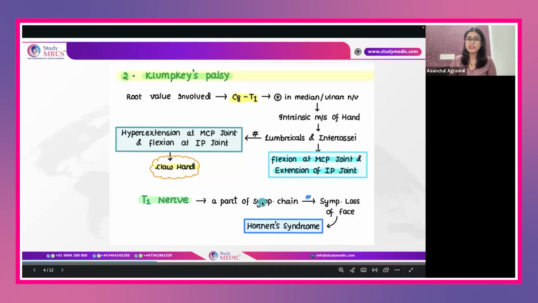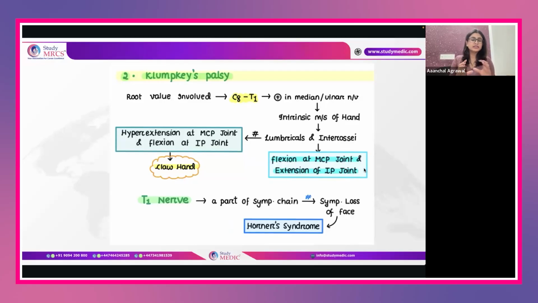What is the triad of Horner's syndrome? You have to look that up. It is ptosis, miosis, and anhidrosis. Okay, so apart from the upper limb findings, if there is Klumpke's paralysis, there can also be Horner's syndrome. Okay. Then another question from this part: what about the ulnar paradox?